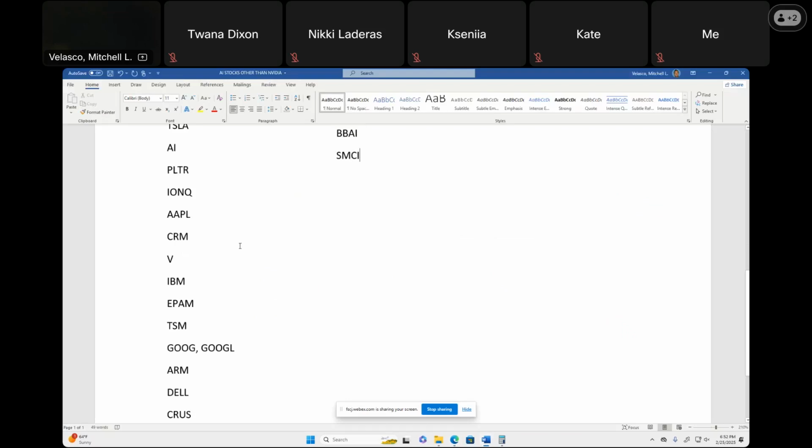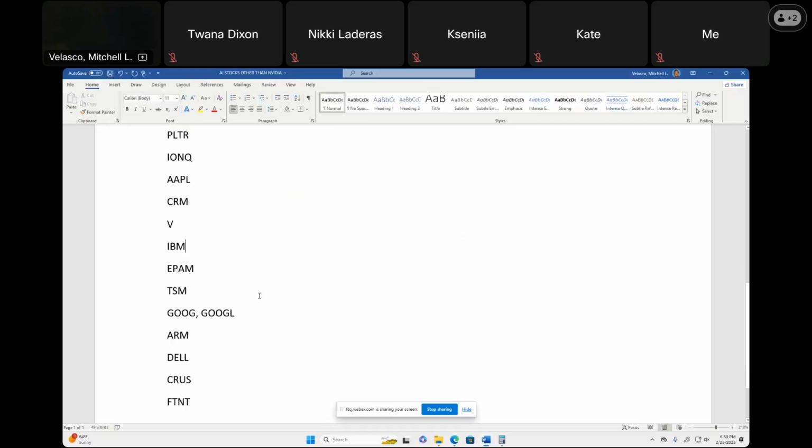Of course, Apple. Salesforce. Salesforce was just added to the S&P 500. So that's another big company that's using AI for their human resources systems. Even financial companies are into AI. Visa, that's V. IBM, of course, has been in there since the beginning. Taiwan Semiconductor, that's TSM, one of the biggest suppliers of chips. Of course, there's Google.